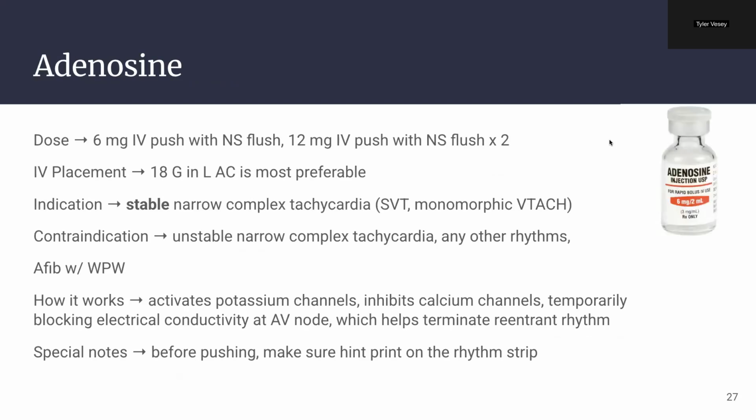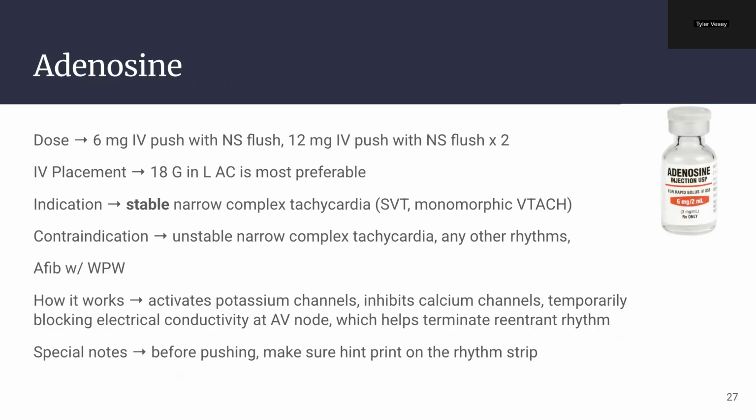So let's just go through our meds. Adenosine. This is going to be used for SVT and can be used for monomorphic VTach. Very, very less likely to use it unless you're unsure if it's SVT versus monomorphic VTach and you want to just slow down to kind of see what the rhythm is as it ramps back up. That's definitely a strategy. Dose: 6 milligram IV push with a normal saline flush.